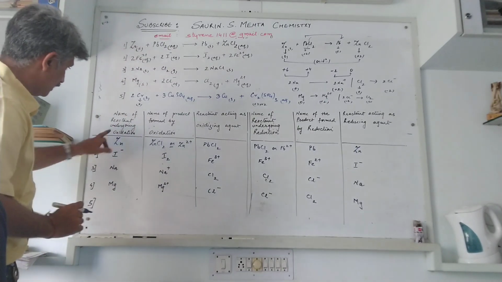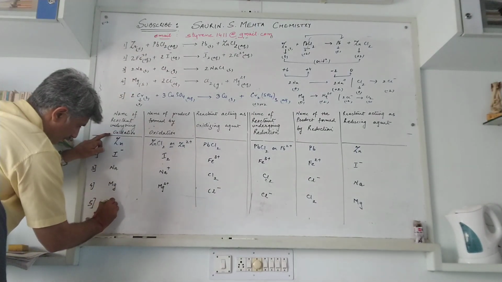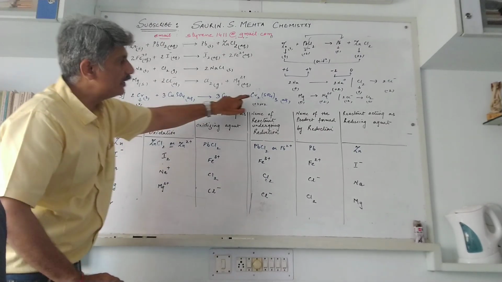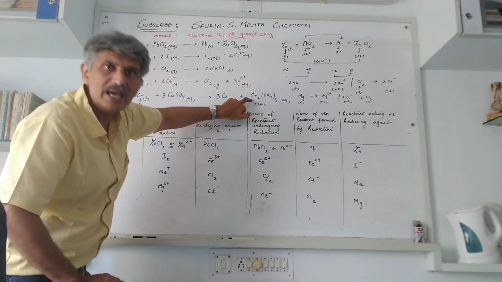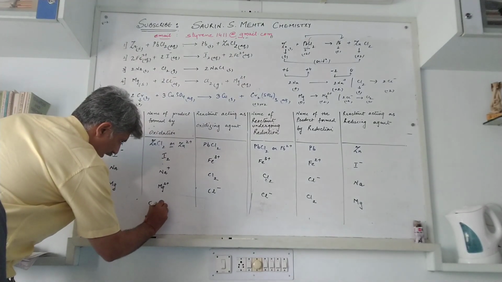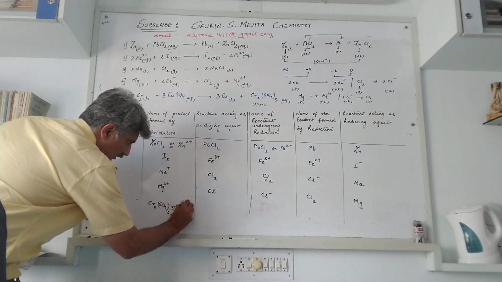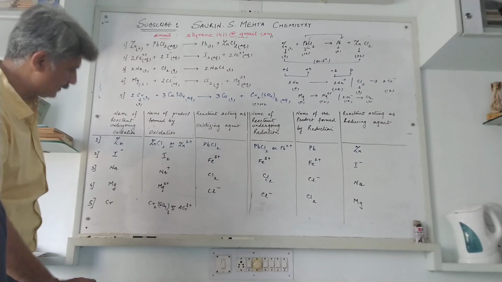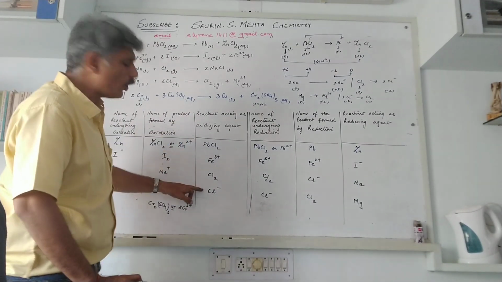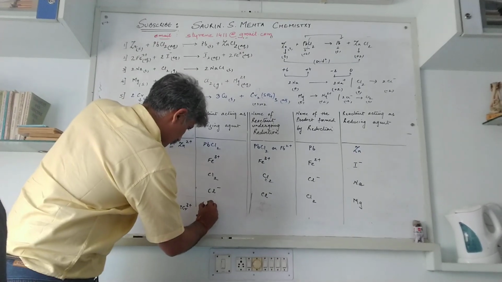So the name of the reactant which undergoes oxidation is Cr. It converts to Cr2(SO4)3, or you can also write 2 times Cr3+. Right? Okay. What acts as oxidizing agent in this? Then it is copper sulfate.